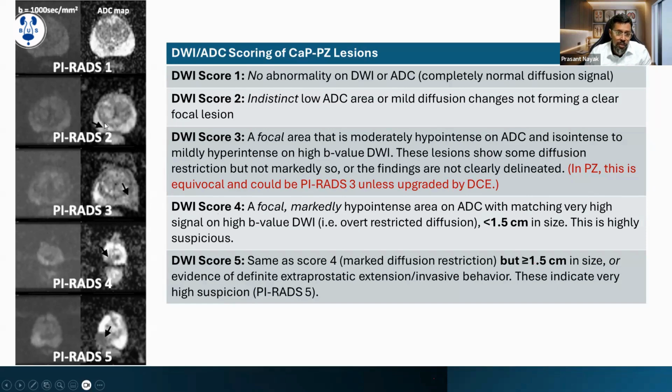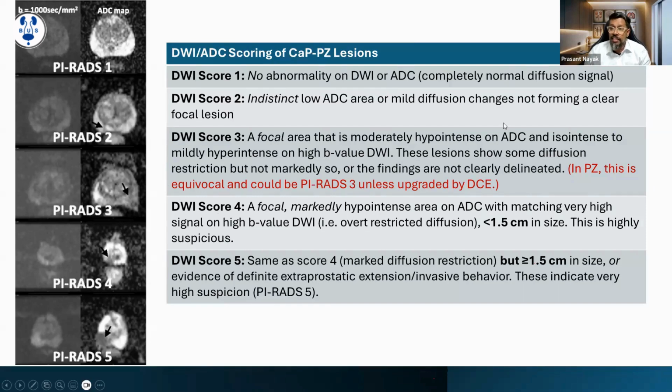Here on PI-RADS 2, you can see an indistinct low ADC area. Look at ADC first. You are seeing a dark area, but this is not forming a clear focal lesion. This is just a dark line here. So you are not seeing a focality, a rounded lesion, or any contours, just one area. Here also, on DWI, that area is not appearing very hyperintense. So it's not forming a clear focal area. That is why this is a DWI score 2.